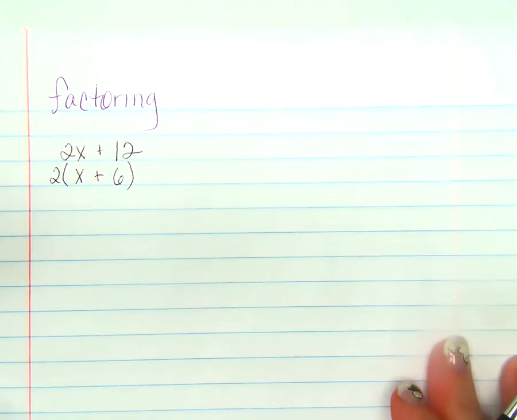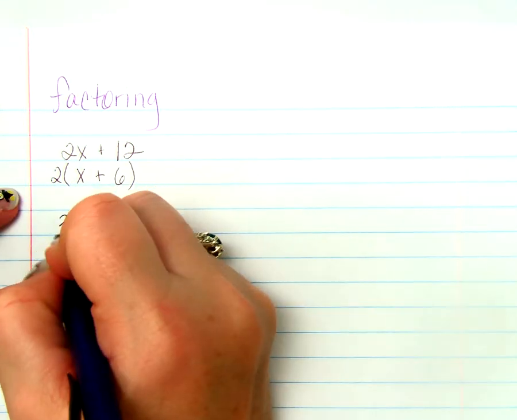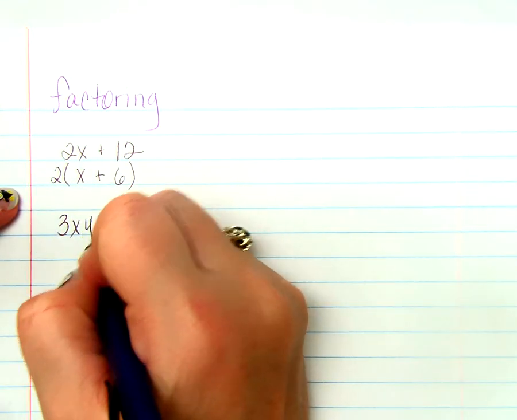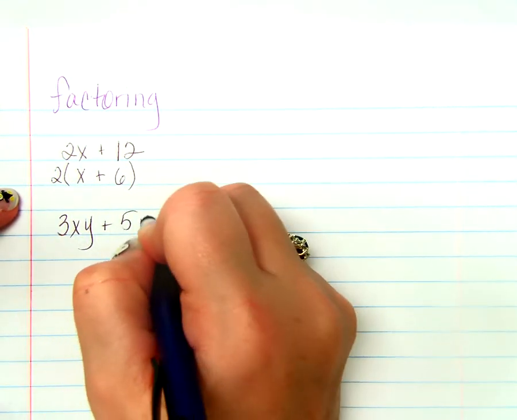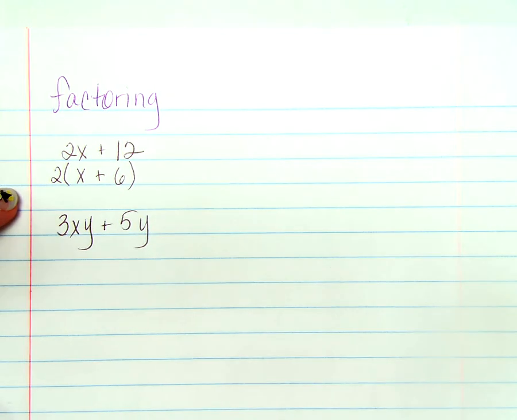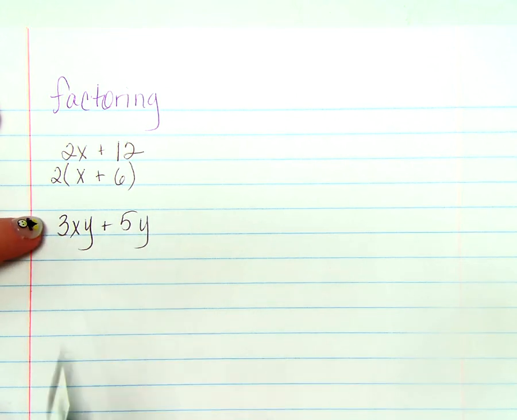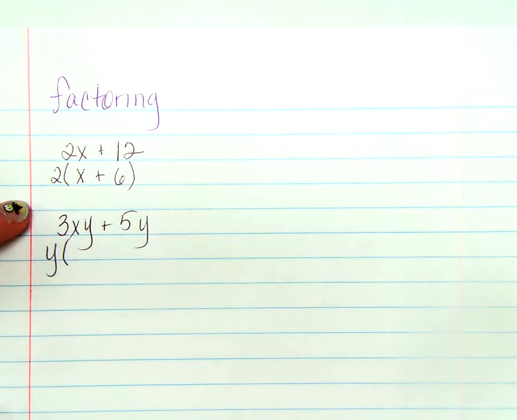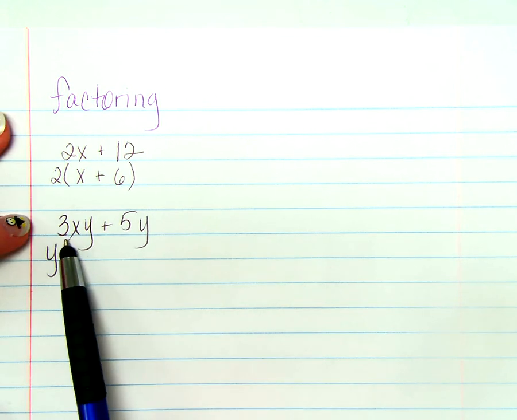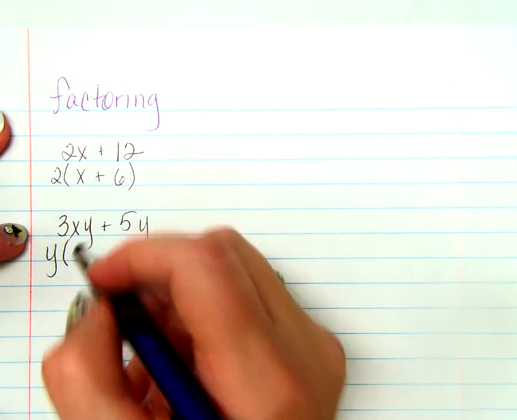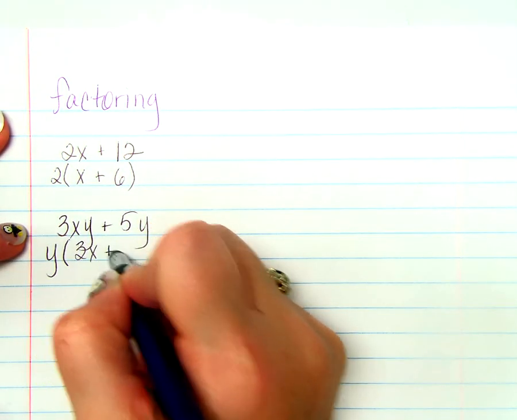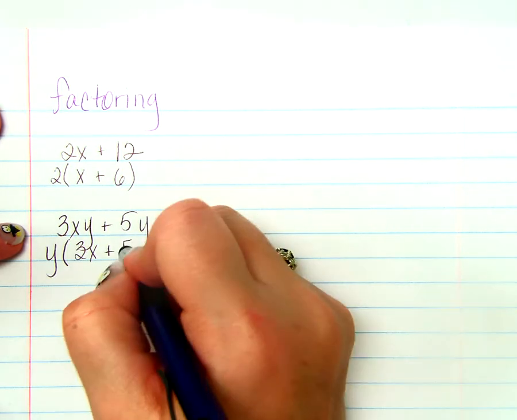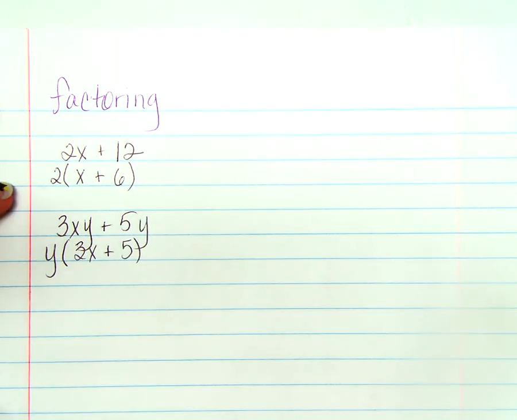So another problem. What if I had 3xy plus 5y? What do these terms have in common? A y, right? That's the only thing they have in common. 3 and 5 aren't divisible by the same thing, but I can factor a y out of each term. What's left? 3x and 5. And then I'm done, right?